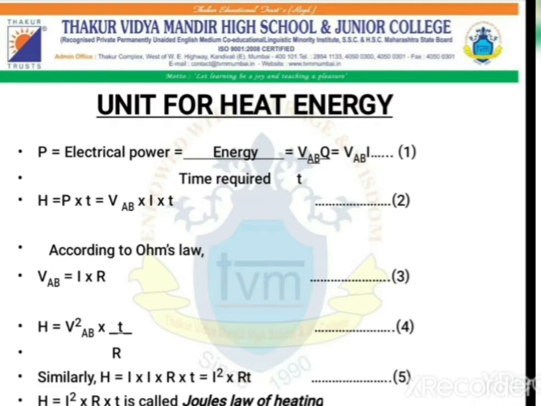That means if I am passing more current, the substance will get more heated. If I am passing current for a longer time, the substance will get more heated. At the same time, if the resistance of the conductor is high, the substance will get more heated. This is called Joule's law of heating.